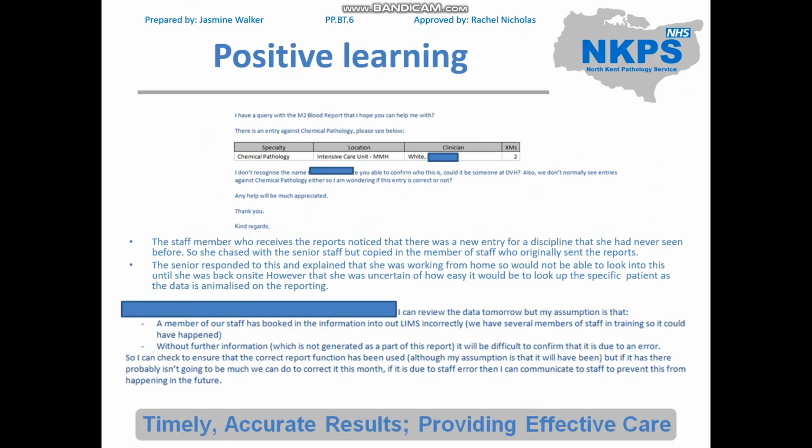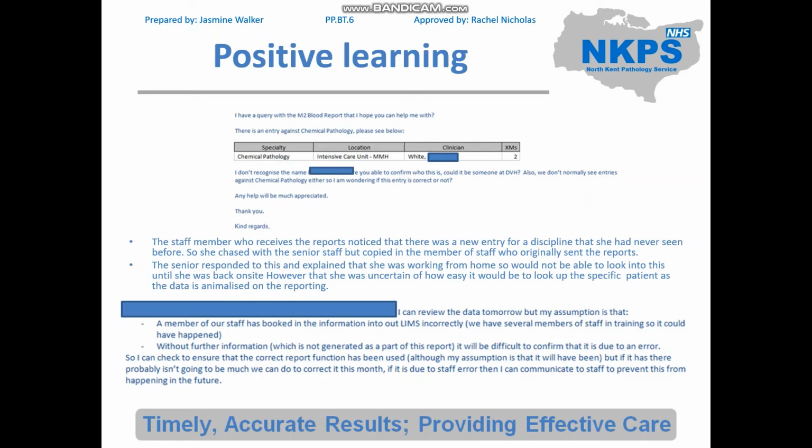I have a query with the M2 blood report that I hope you can help me with. There is an entry against chemical pathology, please see below. I don't recognise the name blank. Are you able to confirm who this is? Could it be someone at DVH? Also, we don't normally see entries against chemical pathology either, so I'm wondering if this entry is correct or not.